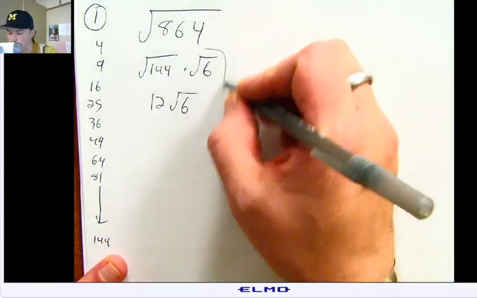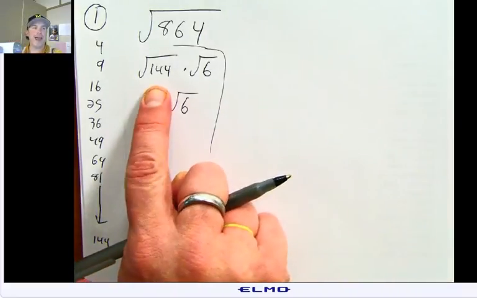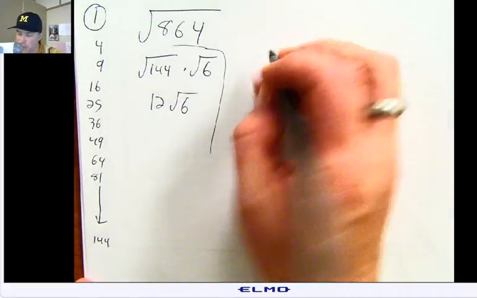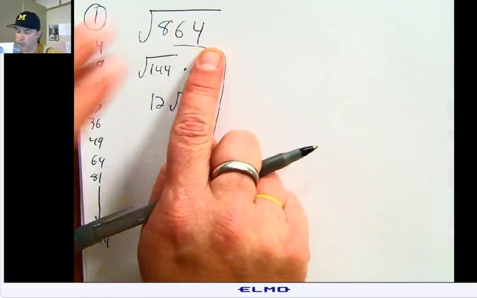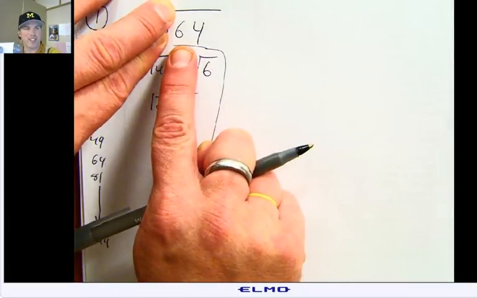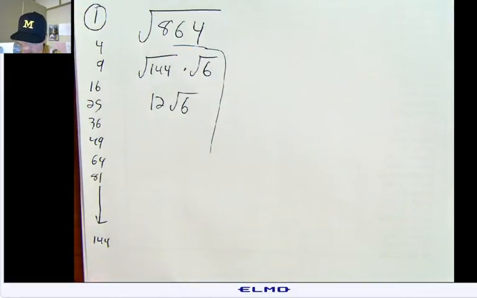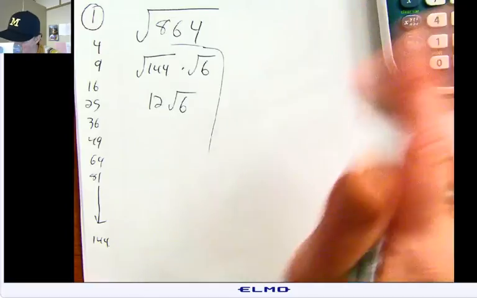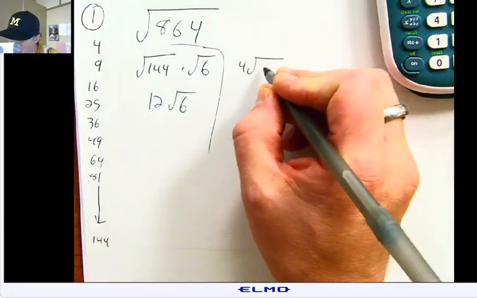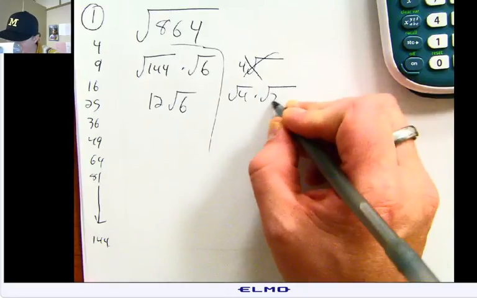I said I was going to show this problem 2 ways. I'm actually going to show it 3. You don't have to divide out the biggest number. You can just divide out any number you want. So let's say that you look at this and you quickly determine, because 4 divides out of 64, 4 must also divide out of 864. That's a true statement. 864 divided by 4 is 216. So this becomes square root of 4 times square root of 216.